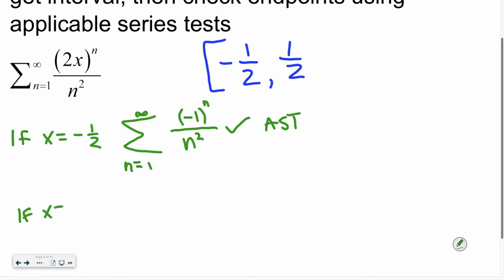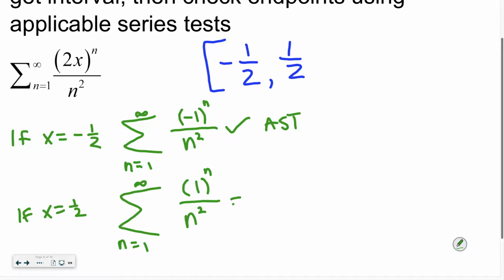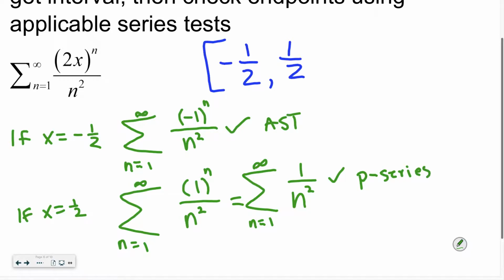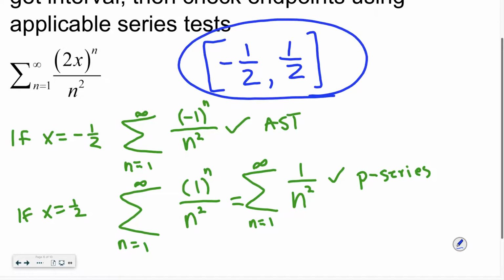If x equals 1/2, then we're talking about the sum from n equals 1 to infinity of 1 to the n over n squared. What's 1 to the n? So we really have 1 over n squared. And what do we know about that series? It's a converging p series. So we can put a bracket there. That would be our interval of convergence.